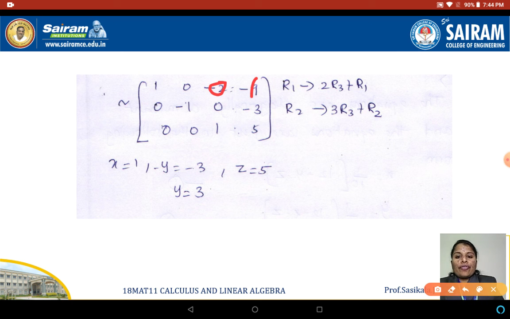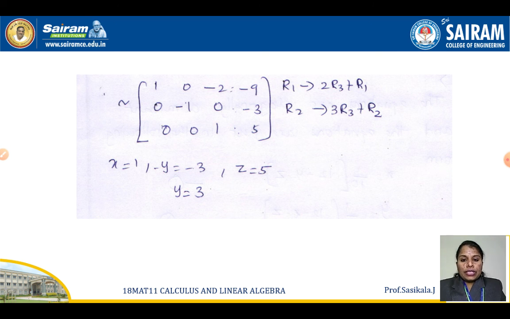Answer. So from this substitution you can go x is equal to 1, minus y is equal to minus 3, so y is equal to 3 and z is equal to 5. Okay. So this is your solution after using the Gauss-Jordan elimination method.